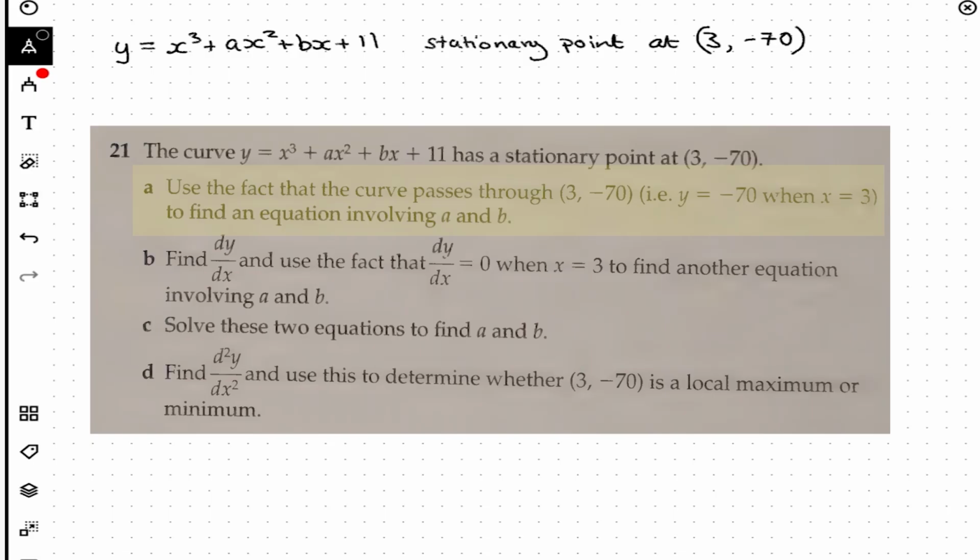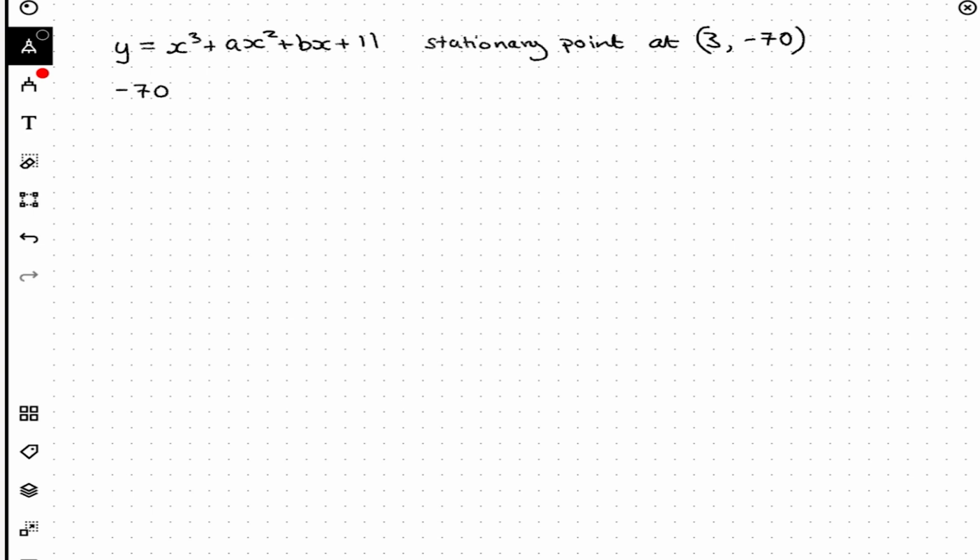First thing we need to do in this question is substitute in the values of 3 and minus 70: x equals 3 and y equals minus 70 into this function. Minus 70 will equal 3 cubed plus 3 squared times a plus 3b plus 11.